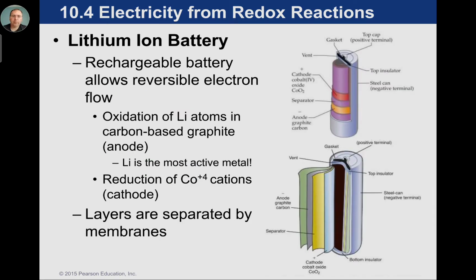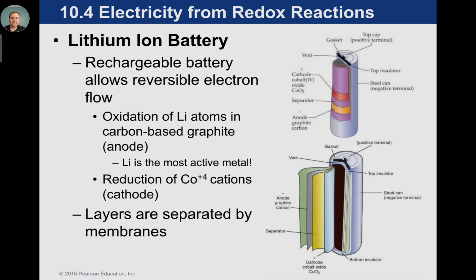As we get to rechargeable batteries, it's a little bit fancier because now the can itself is not part of the reaction. Lithium ions are one of the best losers of electrons at the top of our activity series. And the reason this is reversible is because we have layers where we can shuttle electrons back and forth. In this case, between lithium and cobalt.